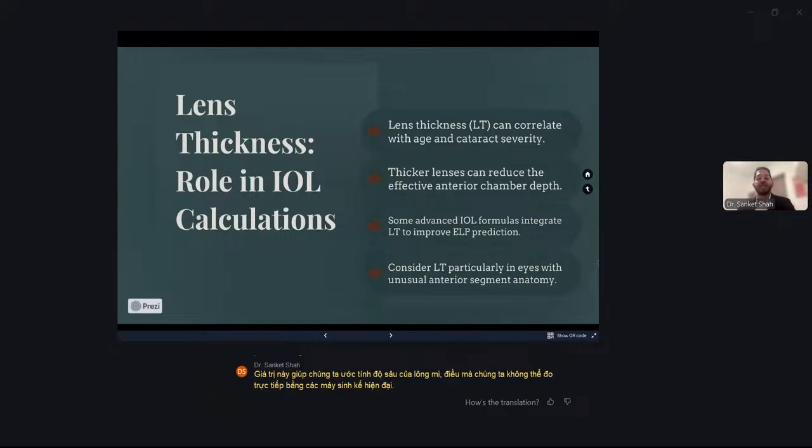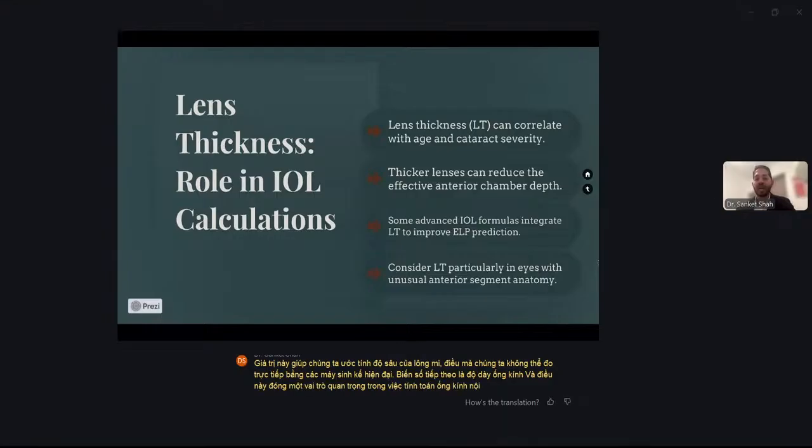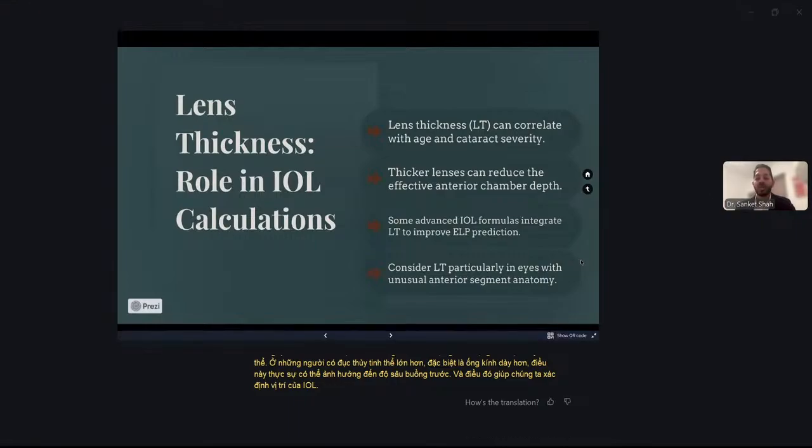The next variable is the lens thickness, and this plays an important role in the intraocular lens calculations because that can correlate with the age of the patient as well as the cataract severity. In people who have larger cataracts, specifically a thicker lens, this can actually reduce the effective anterior chamber depth. And that helps us determine where the IOL will sit in relation to the cornea after surgery is done.